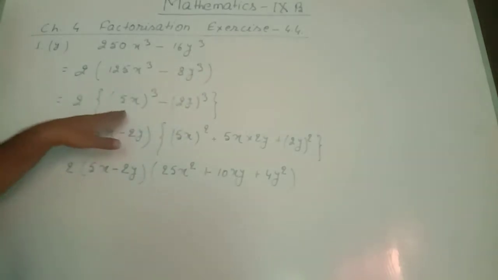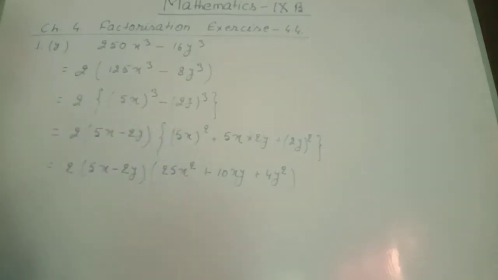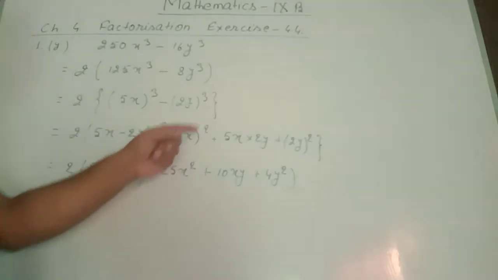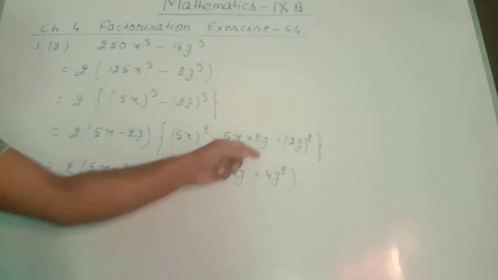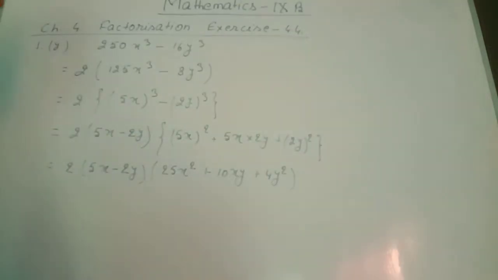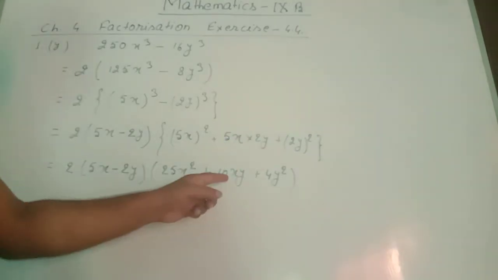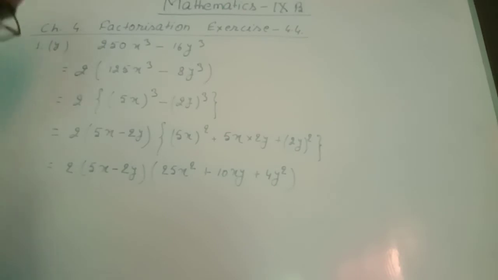So this became in the form of a cube minus b cube, where a is 5x and b is 2y. We know a cube minus b cube equals a minus b into a square plus ab plus b square. First of all, I wrote a minus b. This 2 is carried here. A minus b means 5x minus 2y, into a square, which is 5x whole square, plus ab, 5x into 2y, plus b square, 2y whole square. So 2 into 5x minus 2y into 25x square plus 10xy plus 4y square. These become the factors of the given expression.